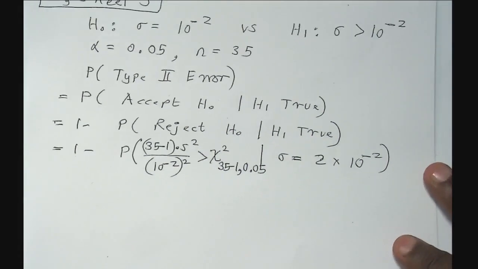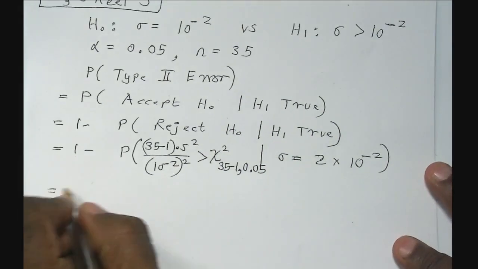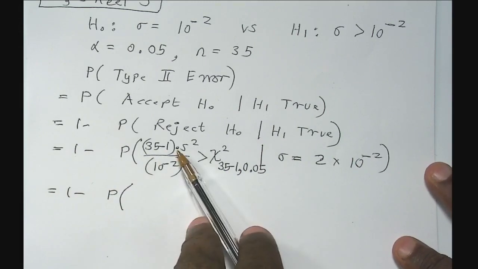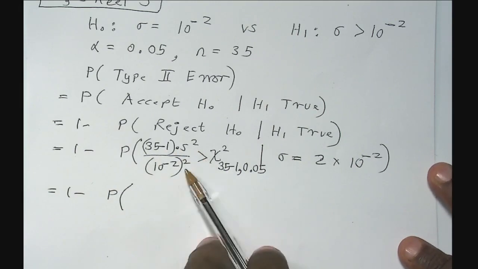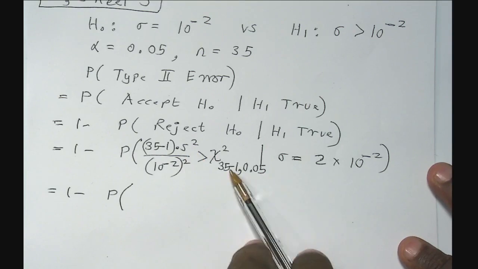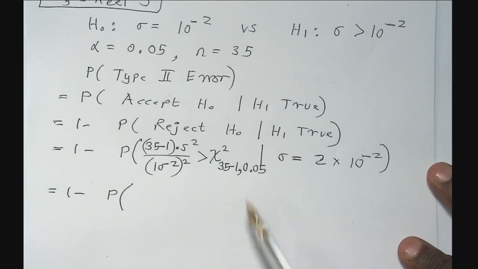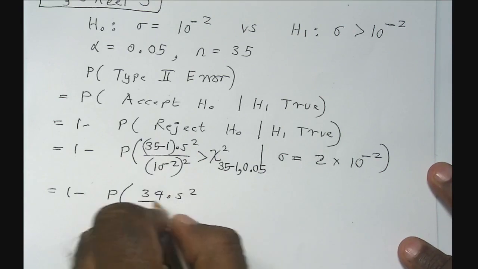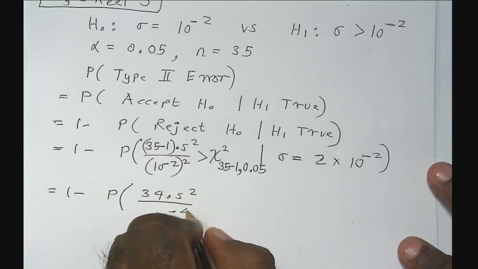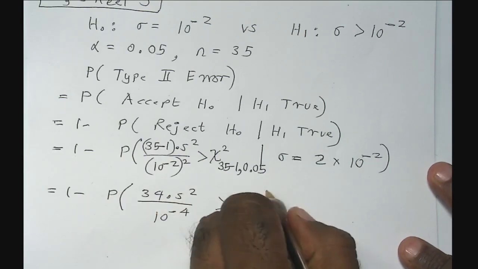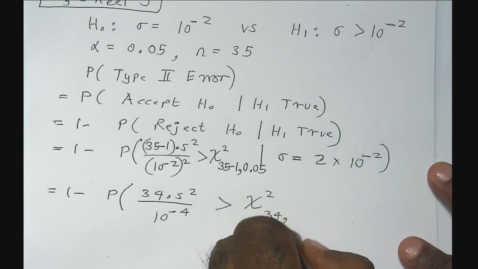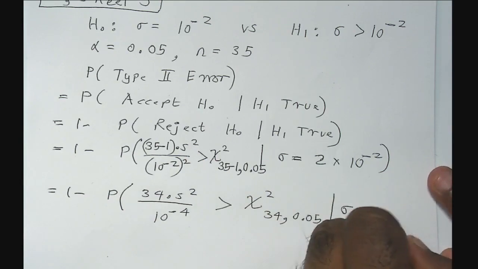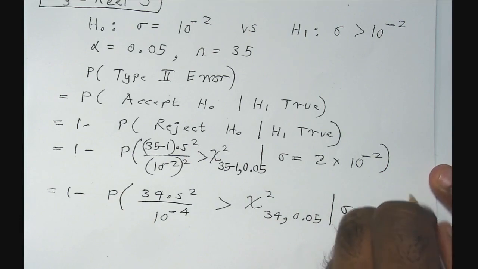So this becomes 1 minus the probability that n minus 1 times s squared divided by sigma 0 squared is greater than chi squared n minus 1, alpha. So this is 34 times s squared divided by 10 to the power minus 4 greater than chi squared 34, 0.05.